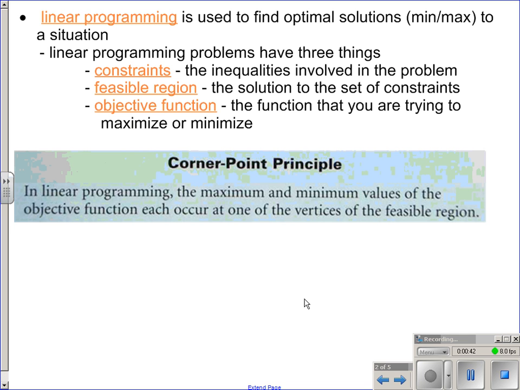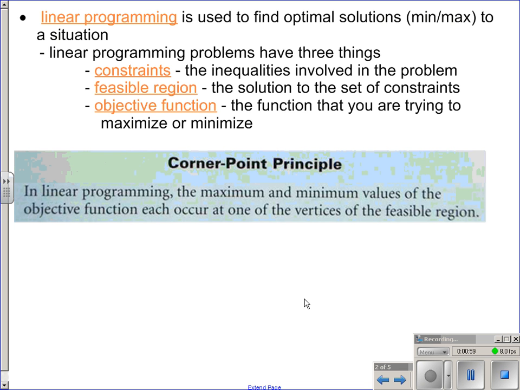All right. So linear programming is used to find optimal solutions to a situation. So maybe you want to maximize profit, maybe you want to minimize cost, that kind of thing. That's an optimal solution. It's going to just do what you want it to do.